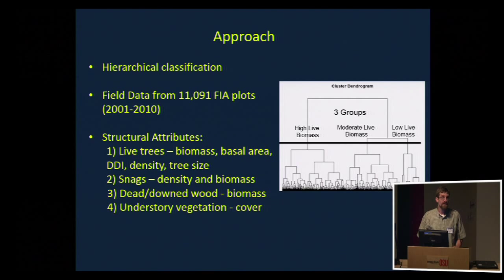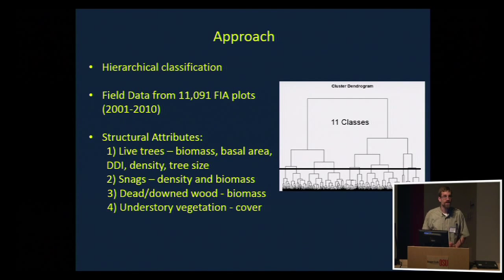And so, for a first cut as to some of the results, we can take a very coarse look and put things into groups based on biomass: low, moderate, and high biomass, which doesn't really give us a whole lot to work with. And so we might take another cut and go a little bit deeper, and here we have 11 classes. And here things start breaking out, in addition to biomass, into different density classes and tree sizes and things like that. Some of the snags start popping out.